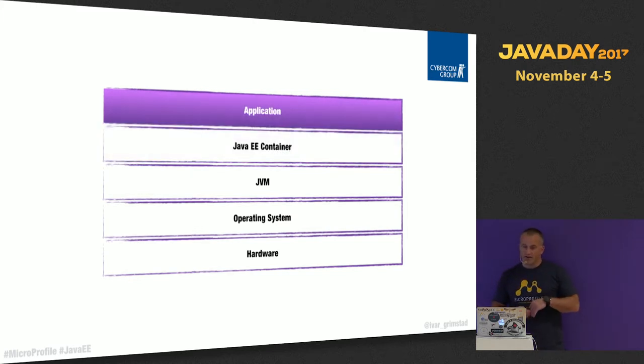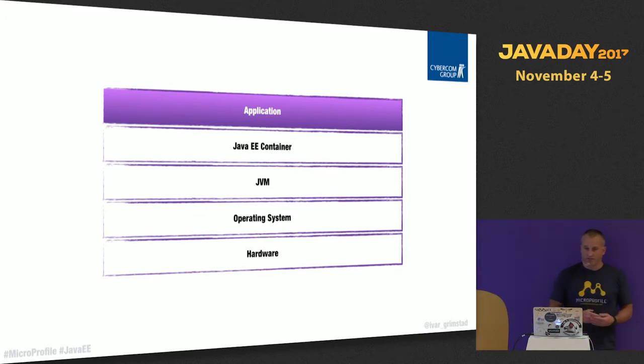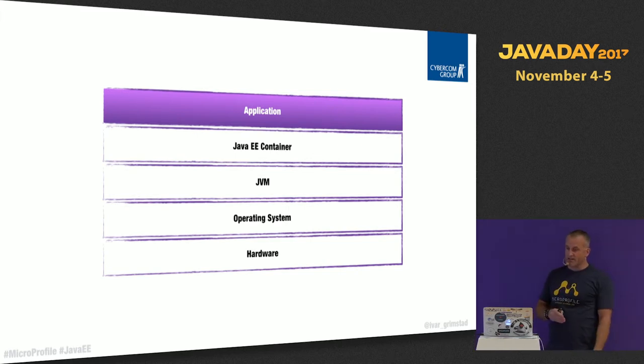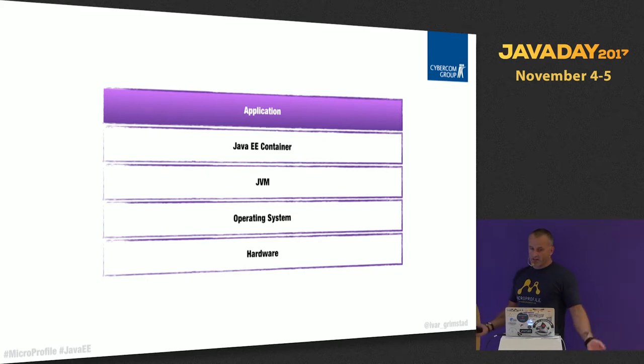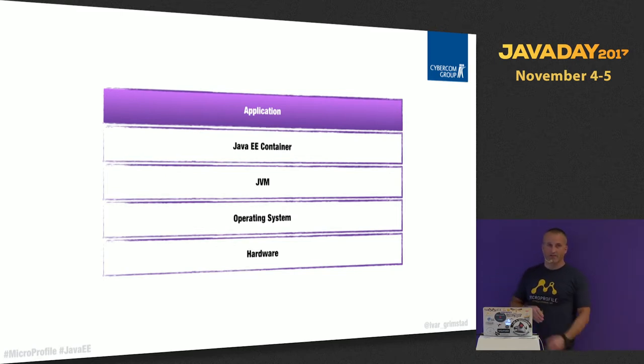The other way of doing this is the thin war approach, where you introduce a layer in between. You still have the hardware, the operating system, the JVM, but you add a layer of the Java application server or the Java EE container. And you deploy your application into that container. This container adds support for scalability, transactions, security, persistence, et cetera. So you don't package this into your application. You just rely on it being there.